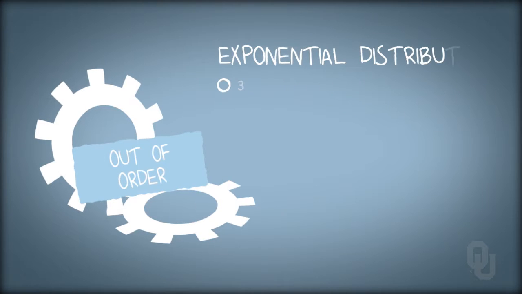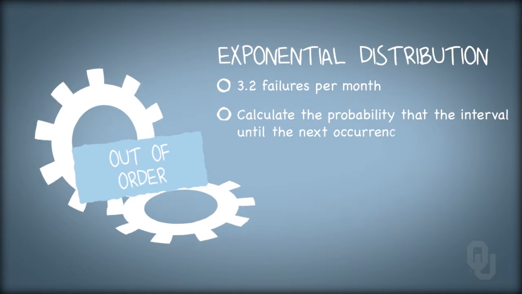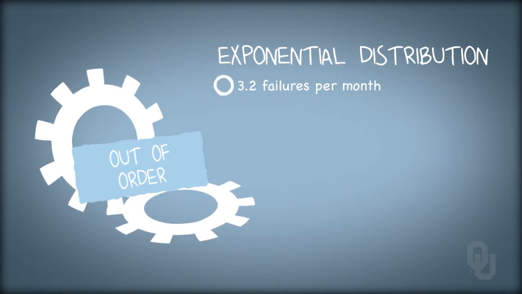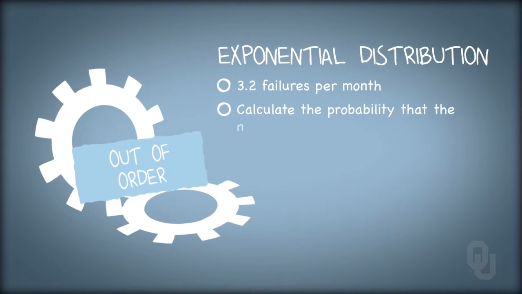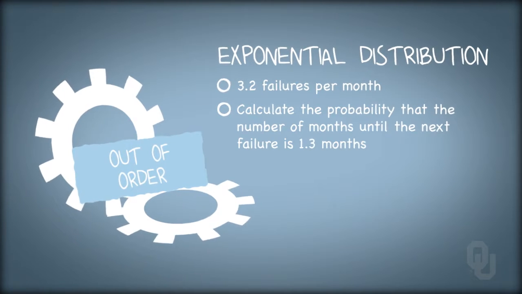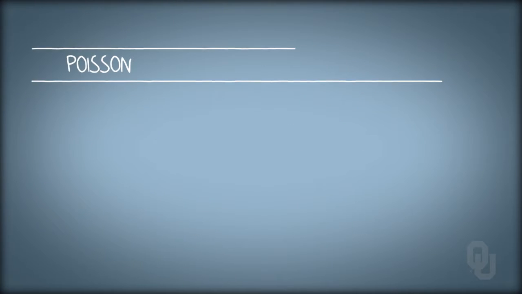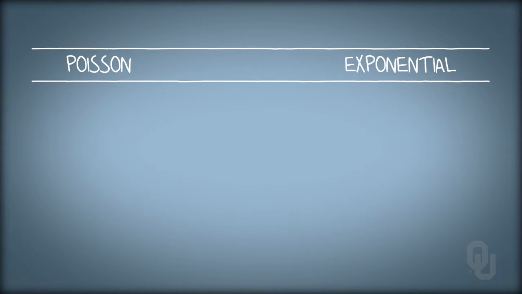With the exponential distribution, we have that same rate, some number of occurrences per interval, and we want to calculate the probability that the interval until the next occurrence is some value. In our failure example, the rate of occurrence of failures is 3.2 per month. An exponential distribution would help tell us the probability that the number of months until the next failure is 1.3 months. A few more comparisons between the Poisson and exponential distributions.